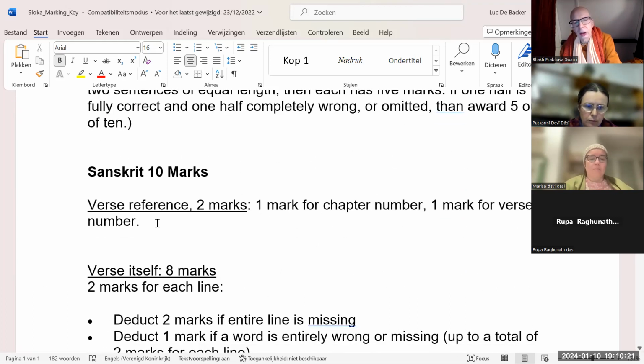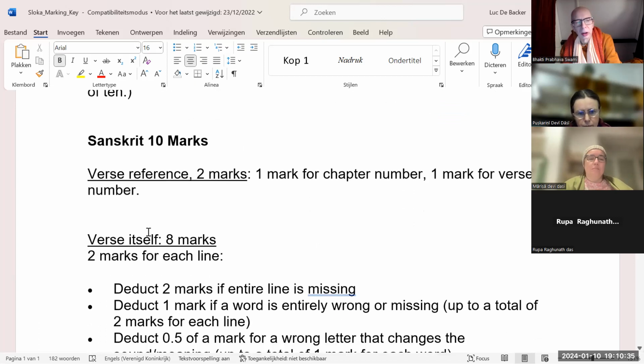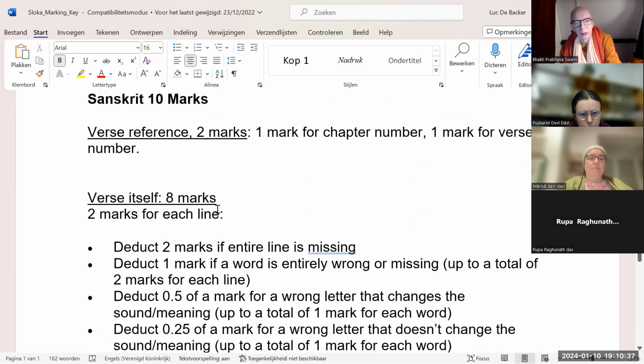The Sanskrit. The verse reference, 2 marks: 1 mark for the chapter number, 1 mark for the verse number. And then the verse itself, 8 marks, 2 marks for each line.